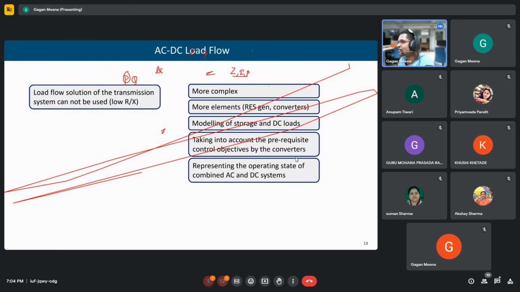One may say that AC-DC load flow or power flow is also done for transmission systems. Yes, because we have HVDC systems also. But HVDC systems are very few. Overall, the system is AC. But when the distribution system becomes smarter and more microgrids are added, the DC component will become significant.